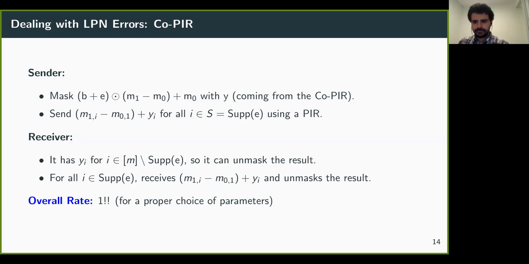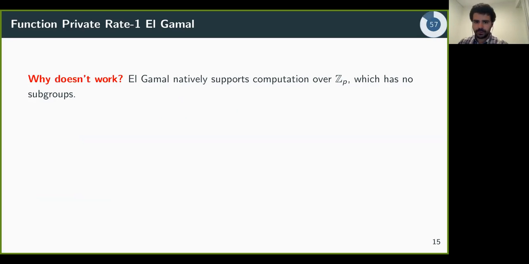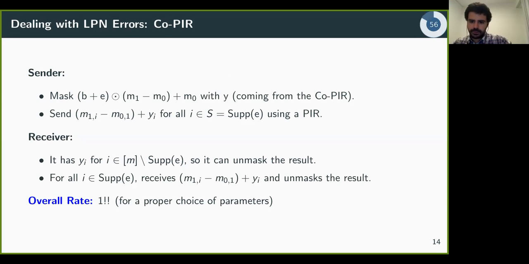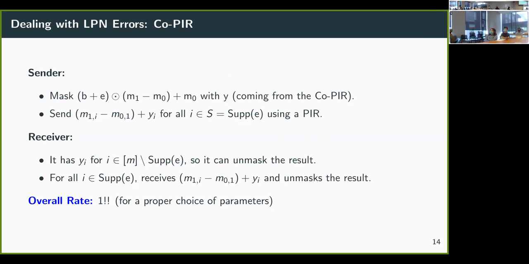All right. So there's one missing piece. How many rounds do you need for this co-PIR? Yes, that's a good question. All of this, the co-PIR, the PIR, and the OT protocol, can be performed in parallel. So we only need 2 rounds. Thank you.